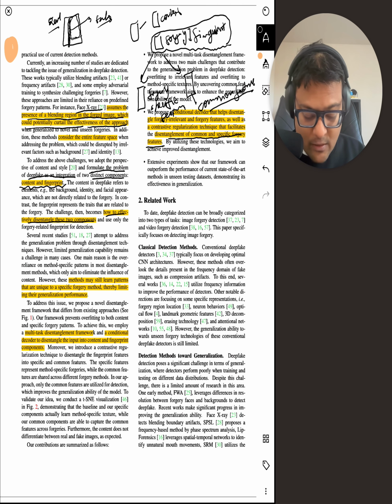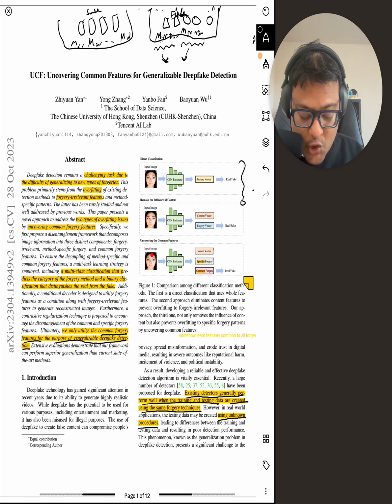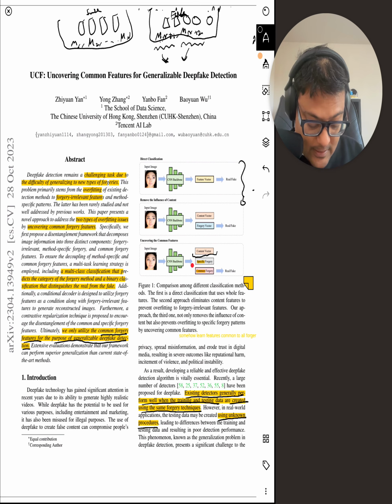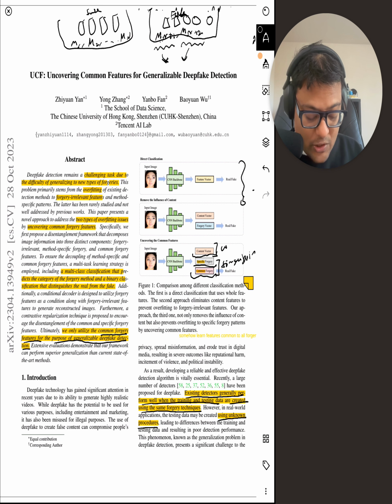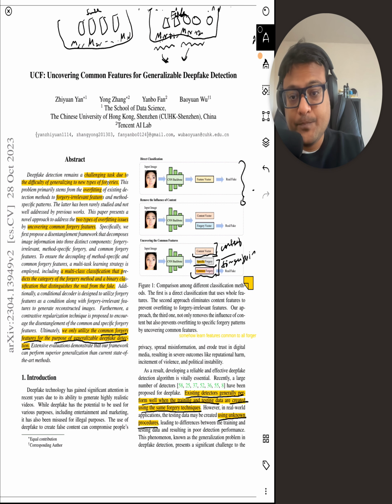So the one line takeaway of this is that you are given an image and somehow the authors are disentangling the content, the forgery specific feature and the common feature. So these two are the fingerprint, and this one is the content feature which you are concerned about.